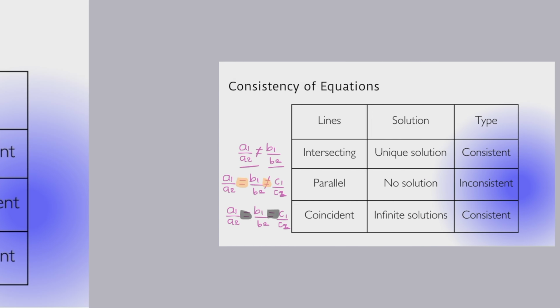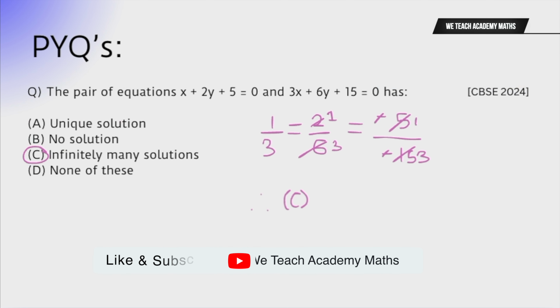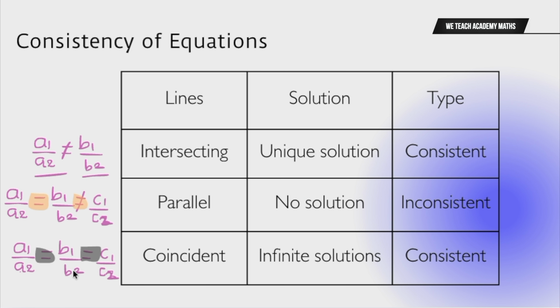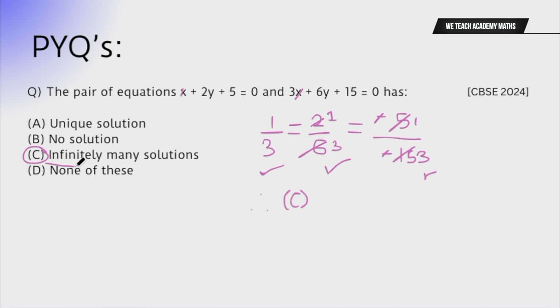Coming to a PYQ, the pair of equations x plus 2y plus 5 is equal to 0 and 3x plus 6y plus 15 is equal to 0 has. This is a very important question, as it came in the CBSE 2024 exam. When we put this in a division form, we can cancel out x, so we get 1 by 3. Then 2 by 6 gives us 1 by 3, and 5 by 15 gives us 1 by 3. So this is a1 by a2 equal to b1 by b2 equal to c1 by c2. Hence it has infinitely many solutions.